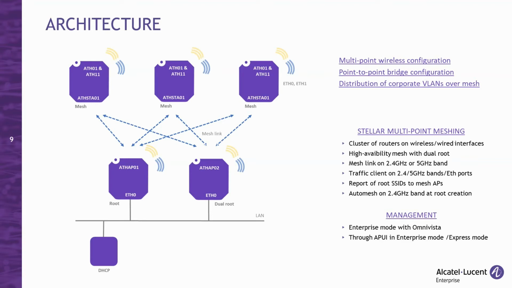By creating a dual route, Stellar multipoint meshing runs in high availability mode, and any mesh AP is connecting to the IP route with the highest RSSI. The auto mesh feature broadcasts a default mesh link on the 2.4 GHz band at the route creation. A Stellar AP in factory mode and which is not connected to the LAN tries to connect first to this link.